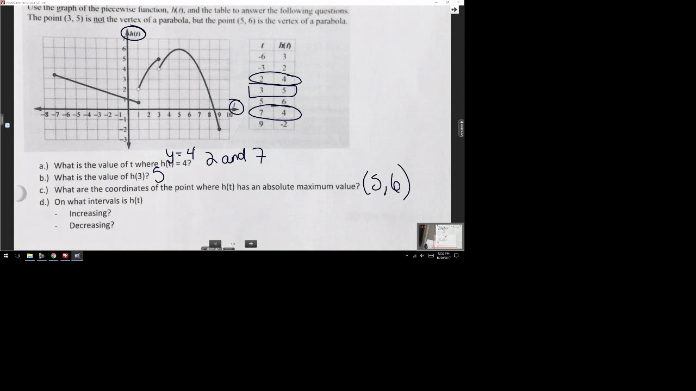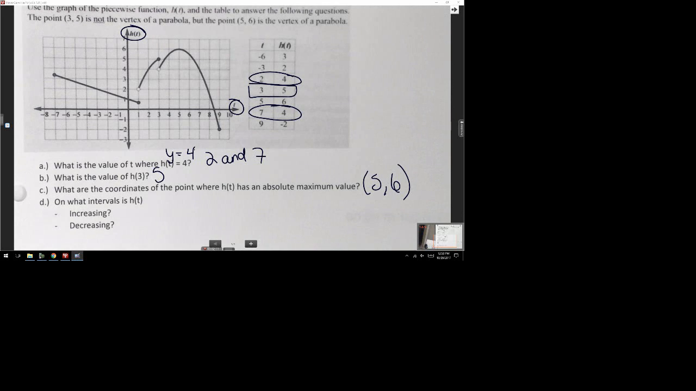All right. And then on what intervals of H of T is it increasing? So you got to remember intervals. You remember the parentheses and the brackets stuff that we've done before? Remember all that? Increasing means it's going up. So I need the X values of where it's going up. Wait, would you start at 1? You would start at 1.